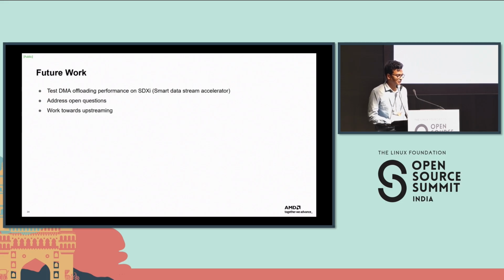And in future, we plan to test DMA offloading on SDXI. SDXI is a new age smart data stream accelerator. It's much more powerful and has many features, one of them being data offloading. So we think we will get more benefits with SDXI. And then address open questions and work toward upstreaming.